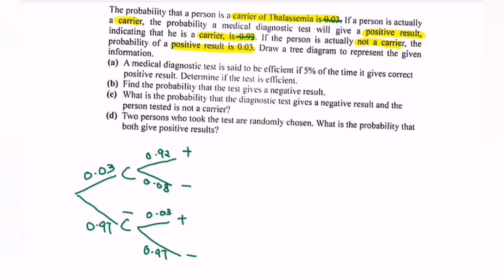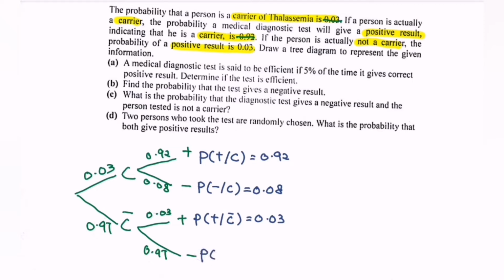So rewrite the situation. We have the probability of positive, given that it is a carrier, is 0.92. Repeat the situation. Probability of negative, given that it's a carrier, is 0.08. Next, the probability that we have positive, given that it is not a carrier, is 0.03. The probability that we have a negative, given that it is not a carrier, is equal to 0.97. So here we have the tree diagram.